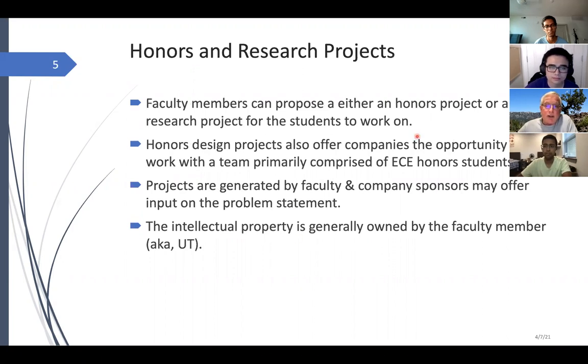Now, honors projects. These are where the faculty members come in and propose either an honors project or a research project for the students to work on. And the faculty provide their own funding. They may also select the team to work on the project. And that was one of the questions that I was posed to answer tonight. So we'll talk about that a little bit. Honors projects are different from companies because the team is primarily composed of ECE honors students.